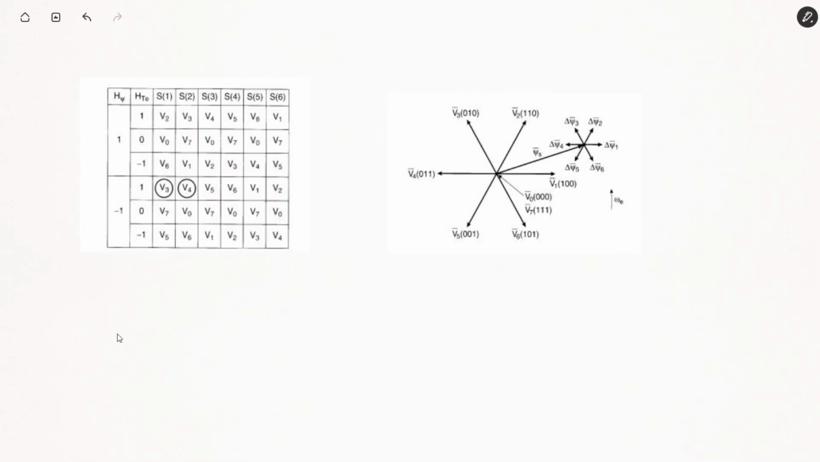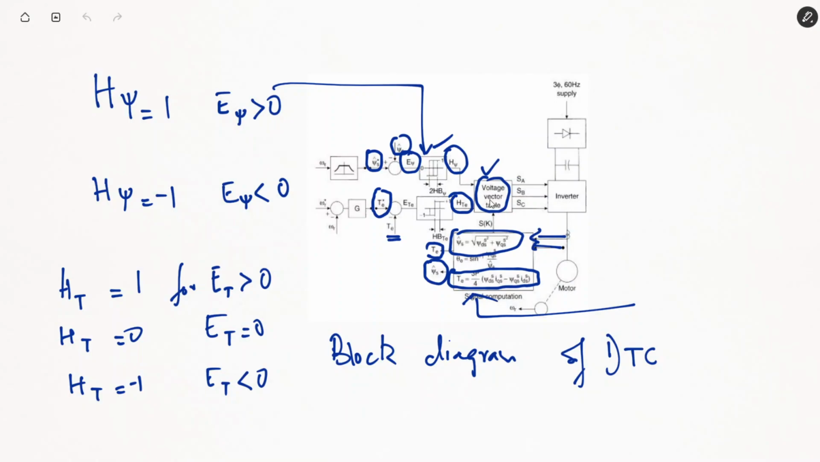What we have obtained from the torque control loop is 3 values of digital output: 1, 0, and -1. And from the flux control loop, we have obtained 1 and -1. So, using this knowledge, if both the values are 1 and 1, 1 and 0, 1 and -1, all these 6 possible conditions, what we have designed is that the output pulses will be either V2, V3, V4, V5, V6. These outputs here will be referred to as Vn.